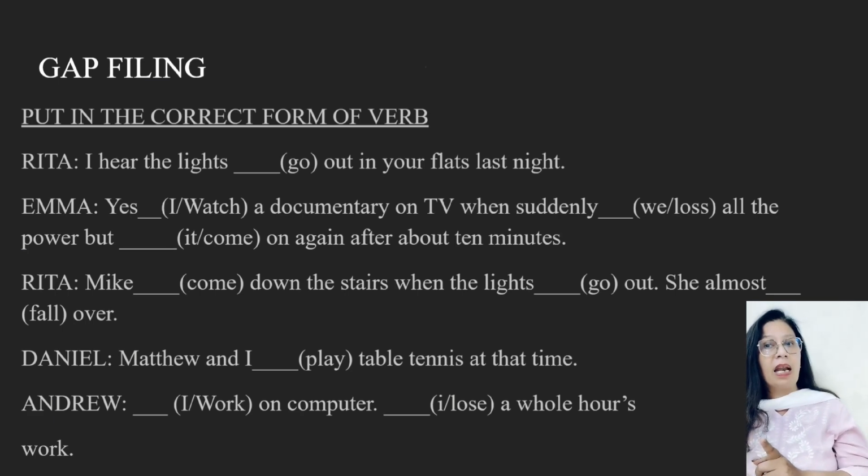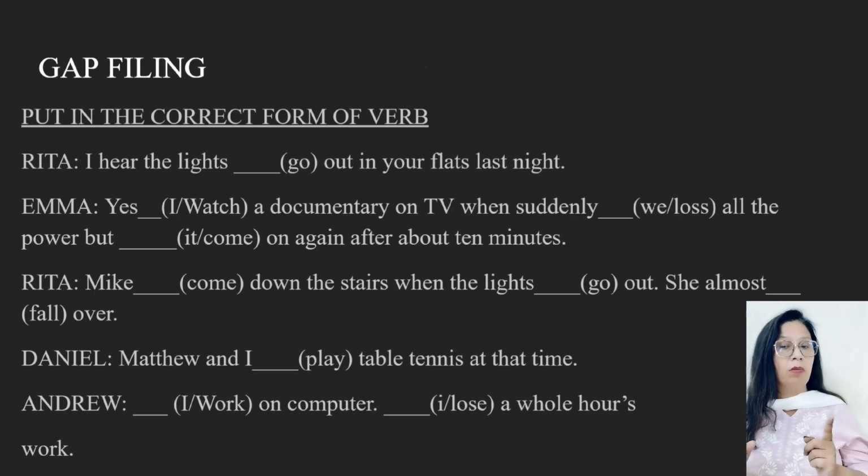Okay, when the lights went out, she almost fall over. The action has been done suddenly. For an action which happens suddenly, we always use V2. We will use she almost fell over.